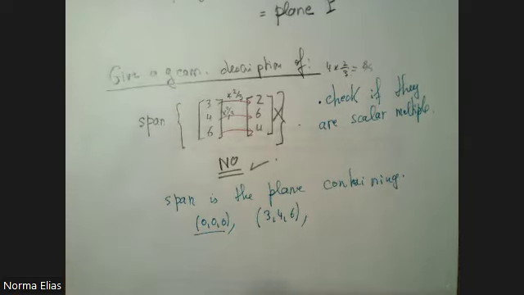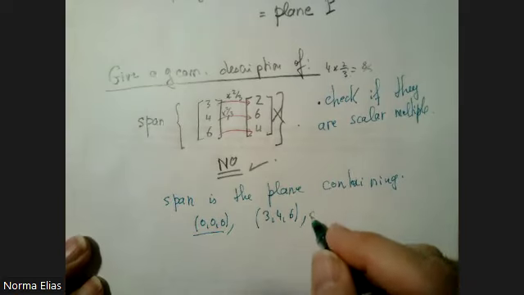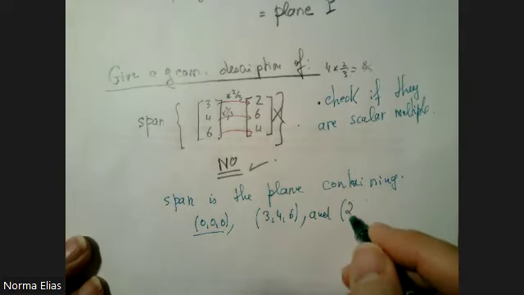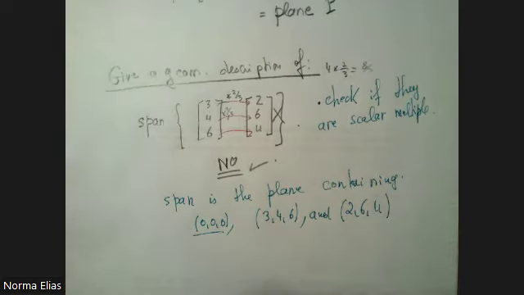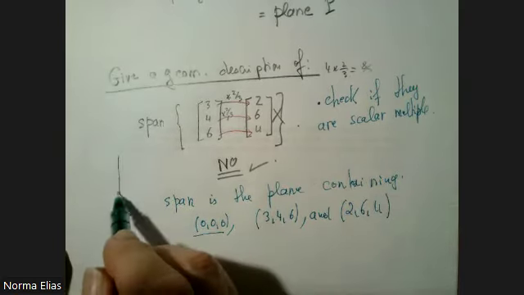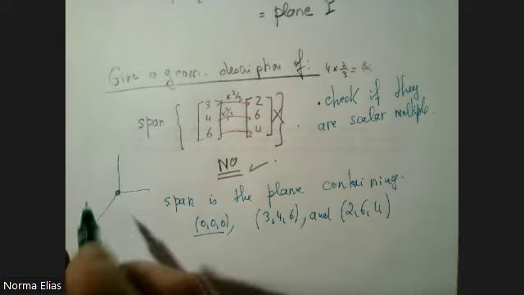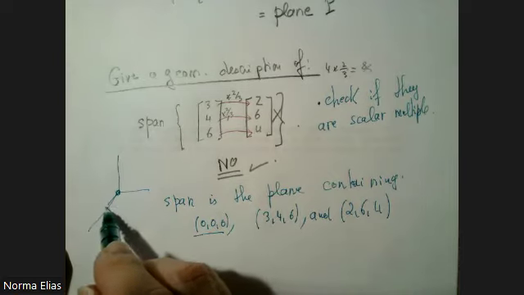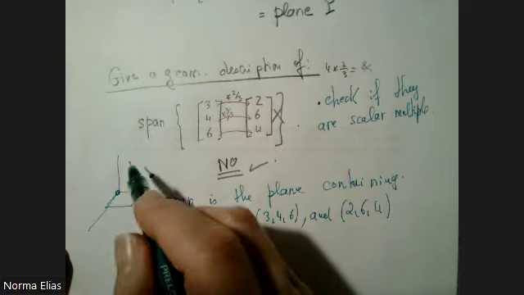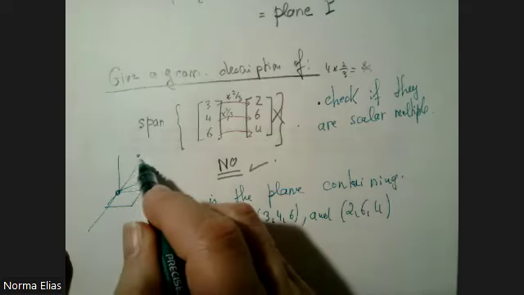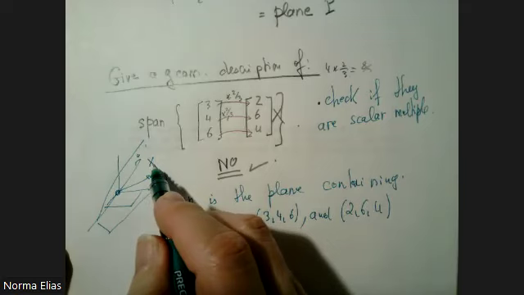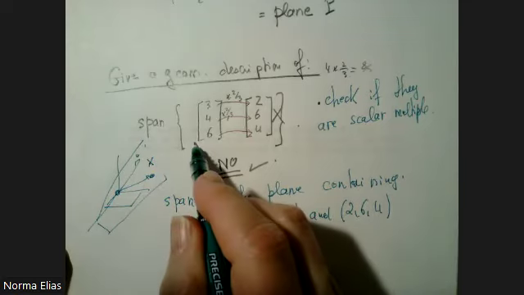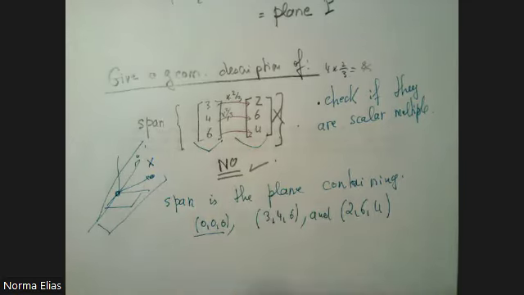When I say the vector u, it means really I'm talking about containing the point 3, 4, 6, and finally the point 2, 6, 4. So these are 3 points which are not collinear, and that's the span. So you take the plane that contains 0, 0, 0, 3, 4, 6, and 2, 6, 4. The plane containing that will be the span. It means if you take anything in this plane, you can write it as a combination of those two vectors.